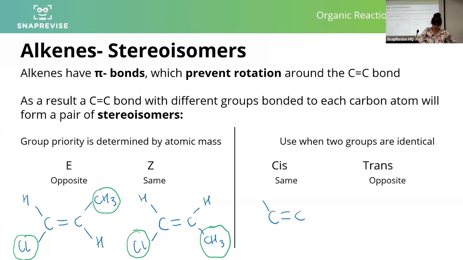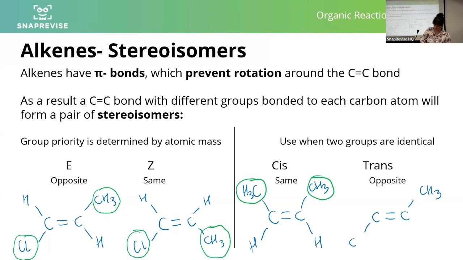Let's keep it easy and just do a methyl group. So here, our higher priority groups are again the methyl group, and they are on the same side of the carbon. They're both up. They're both above the carbon-carbon double bond. So this is cis. And if one is up and one is down, that would make it trans. They are opposite.